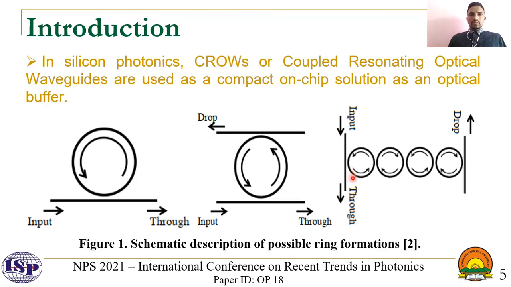Here we connect our ring resonators, forming a structure called a coupled resonator optical waveguide. This is the bus waveguide. The coupling coefficient between the bus waveguide and the ring is called K1, and between the two rings the coupling coefficient is K2. This is the input port, this is the throughput, and this is the drop port of our actual CROW filter design.